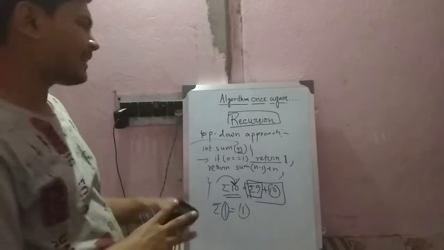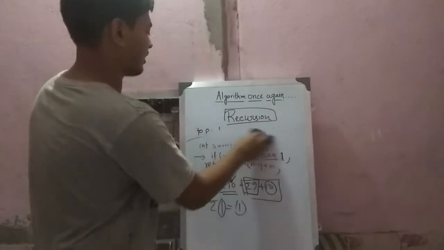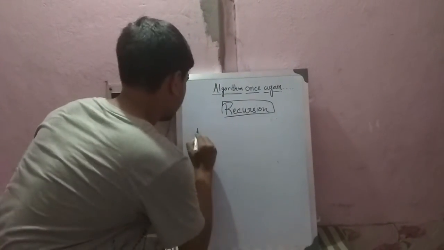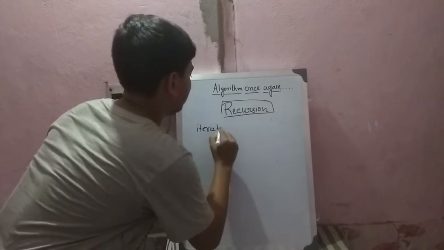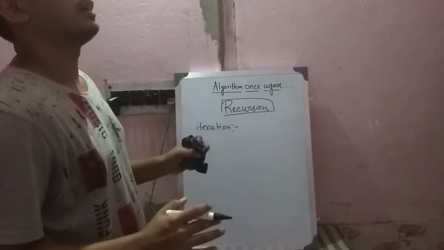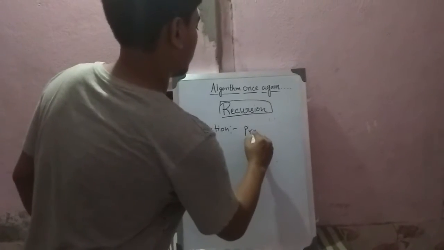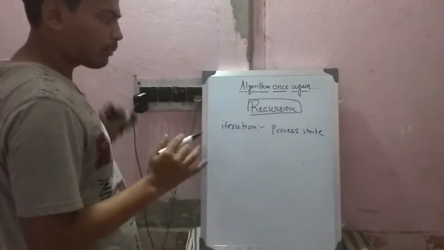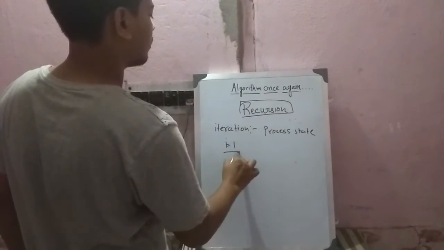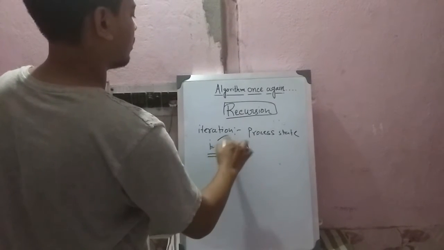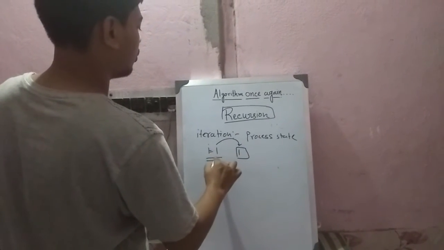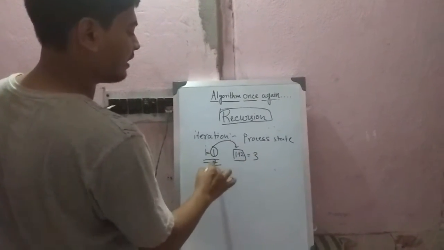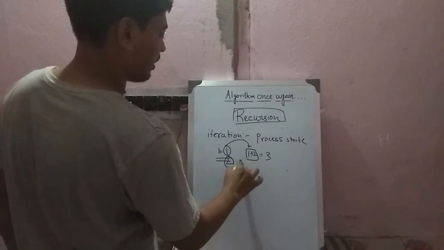And there is another level of thinking in recursion. In iteration, that is process state thinking, because we think about the process, like when i equals 1, I will store the variable 1. When i equals 2, this is 3. So we think about every process.